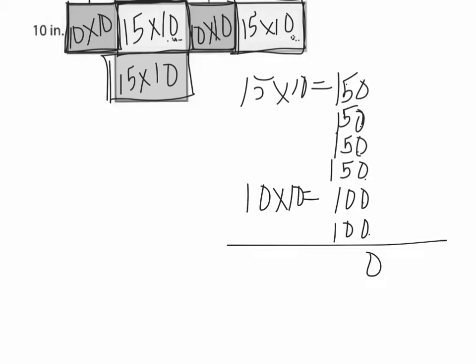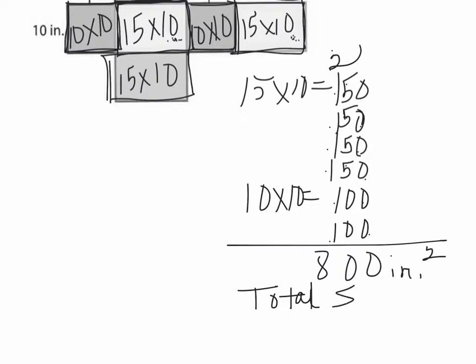5, 10, 15, 20. Carry the 2. There's 1, 2, 3, 4, 5, 6, 7, 8. The total surface area will be in inches squared. It gives you the total surface area.